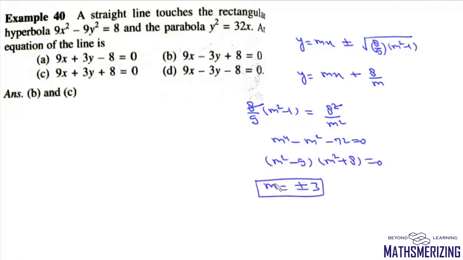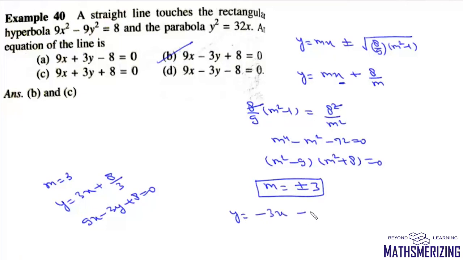plus or minus 3. Now we'll take plus sign. Then this equation will be y equals 3x plus 8 by 3, which is 9x minus 3y plus 8 equals 0. And that's your option number B. And if we take m as minus 3, then we'll get this equation as y equals minus 3x minus 8 upon 3. In that case, equation will be 9x plus 3y plus 8 equals 0. And that's your option number C. So answer to this question is options B and C.